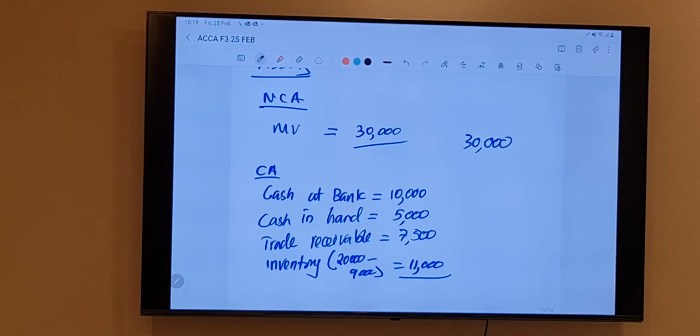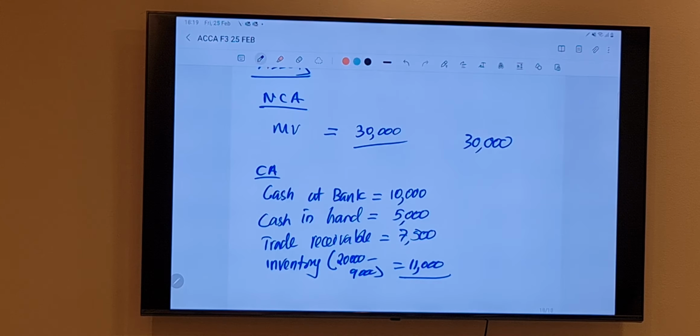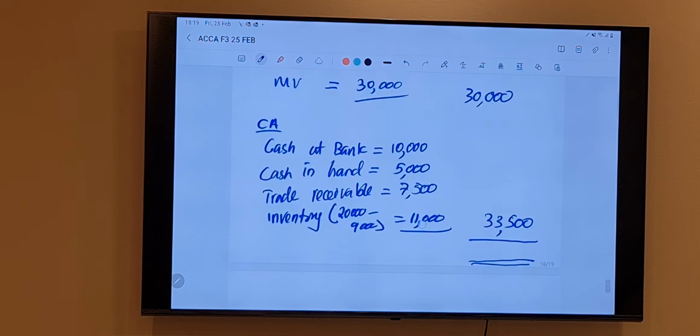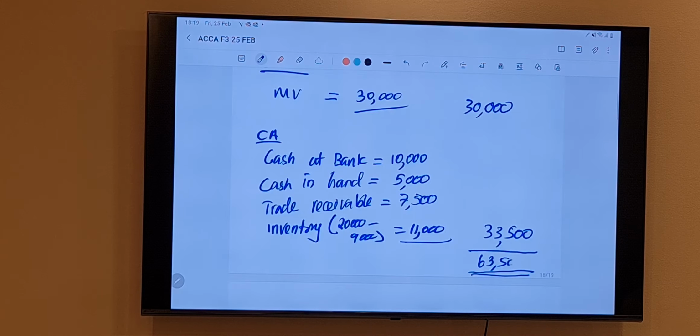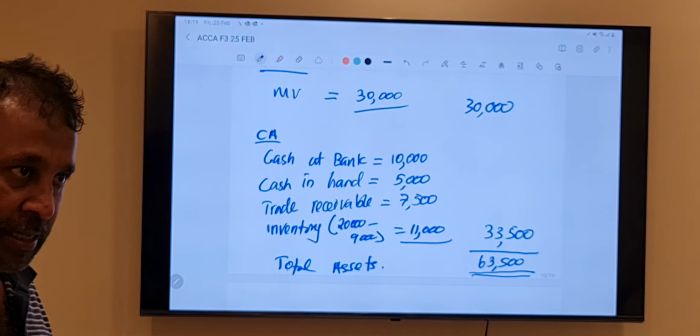So can we take the totals of this? These are the 30,000. Then 22,500 plus 33,500. Now we take the total of these two. 63,000. So how much you put total? 63. Total assets. Understood? Is that clear? Everybody, are you okay?